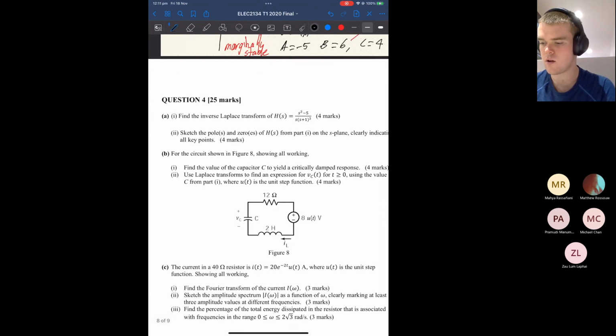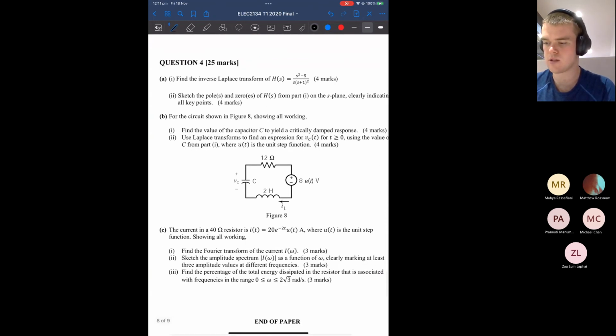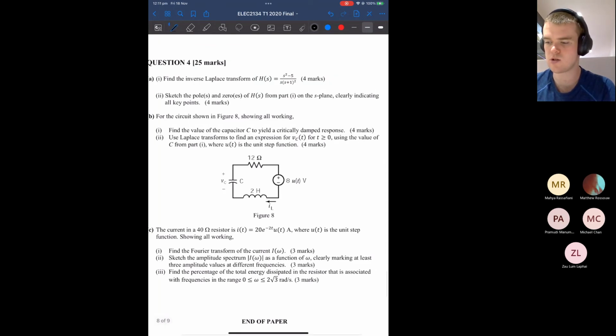So then, for the circuit shown in Figure 8, show the working, find the value of the capacitor C to yield a critically damped response. 4 marks. Use Laplace transform to find an expression for VC of t, for t greater than or equal to 0, using the value of C from part I, where u(t) is a unit step function. Okay.